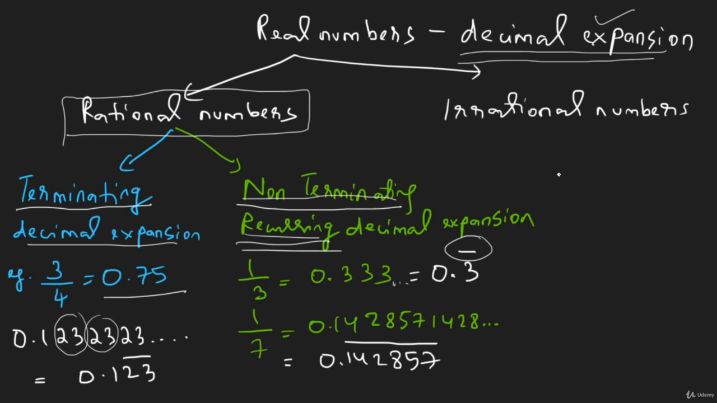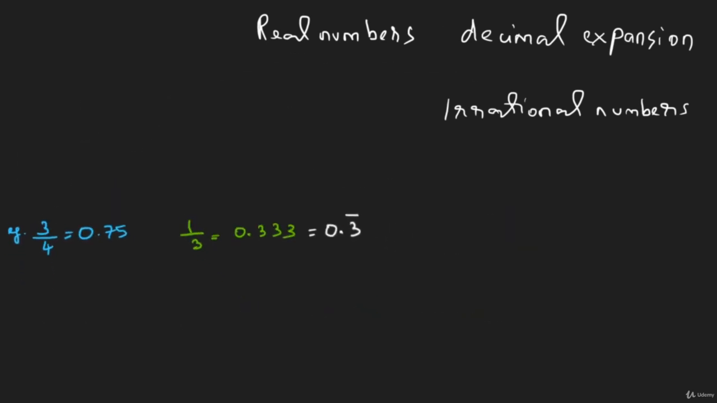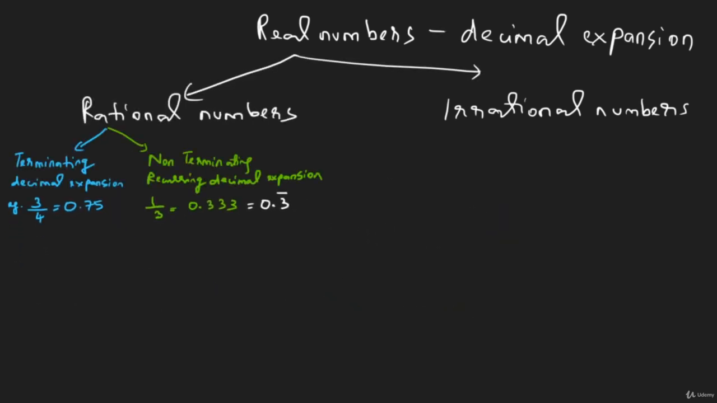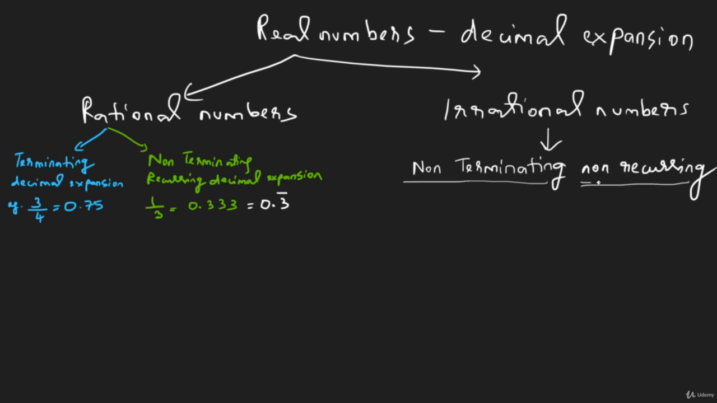Now, let's analyze what happens in the case of an irrational number. In the case of an irrational number, the decimal expansion will be non-terminating and non-recurring. It will be non-terminating, that means it will never end, and it will not have any recurring part. Let's take an example. 0.010011000111 etc. We can see that there is no set of digits in the decimal places that gets repeated again and again. So this is an example of an irrational number.